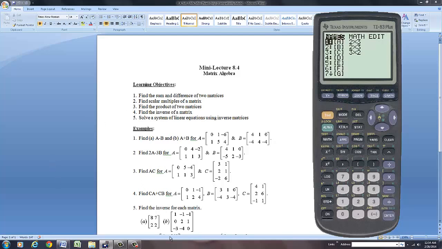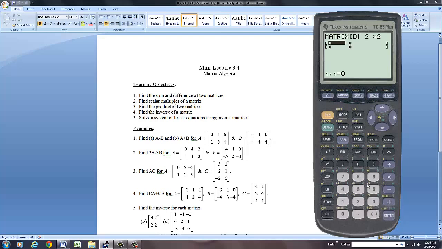And I just want to enter the components. I can use A, I can use D. Here I'm just going to use D. So I'm going to go over to Edit, and I'm going to hit 4. And this is a 2 by 2. So this will be 2. Hit enter. 2. Hit enter.